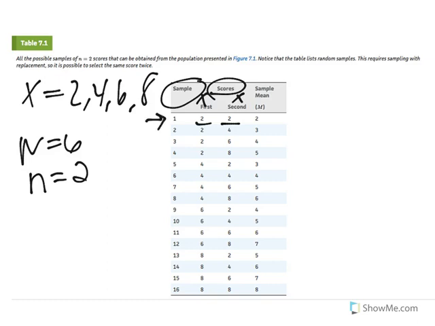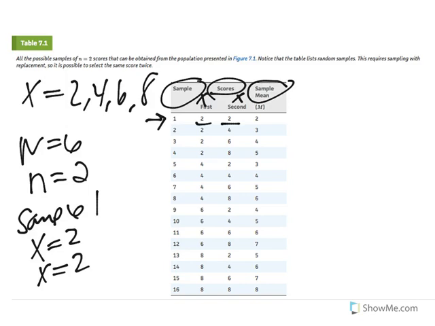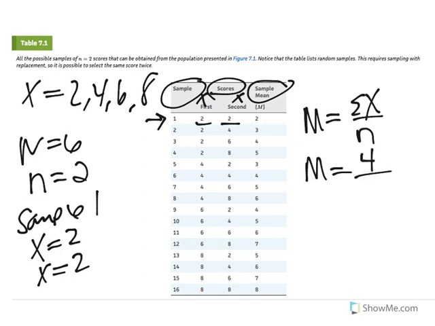So sample 1, first score selected was 2. Again, we were working with sampling with replacement, so that score is put back into the mix, and it's selected the second time. So we have a sample now. So sample 1 consists of x is equal to 2 and x is equal to 2. And then the third column is the calculation of the average of those 2 scores. So again, M is equal to the sum of x over n. So M is equal to 2 plus 2 is 4, divided by how many scores I had, which was 2, and I get a mean equal to 2.